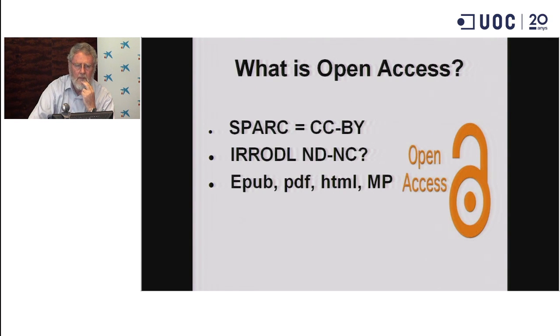So, again, we have a question here. What is open access? And SPARC, the Scholarly Publishing and Academic Resources Coalition in the United States, they make it very clear that they want CC BY, the most open license, Creative Commons attribution. So it's open to everyone, shared by anyone, anyone can use it any way they want, they just have to attribute the author.